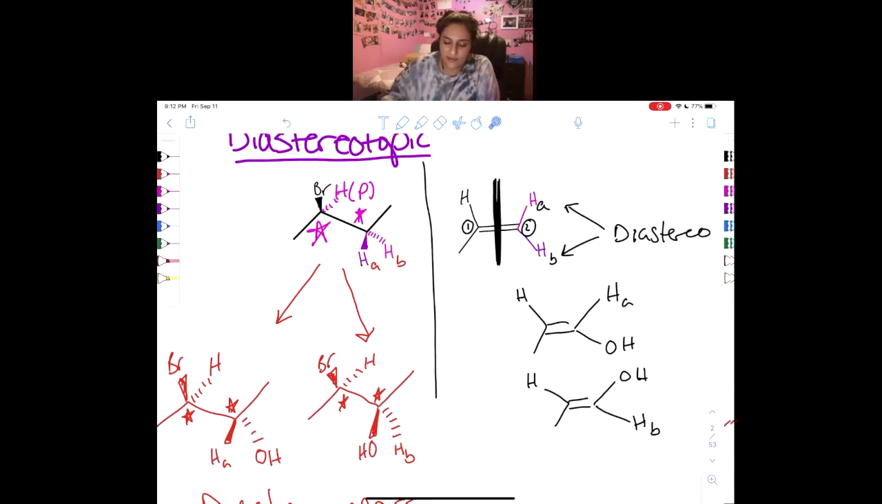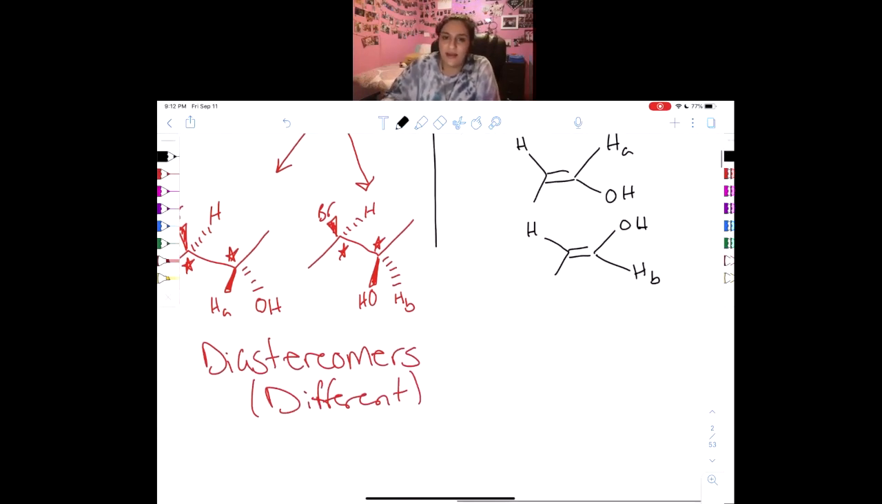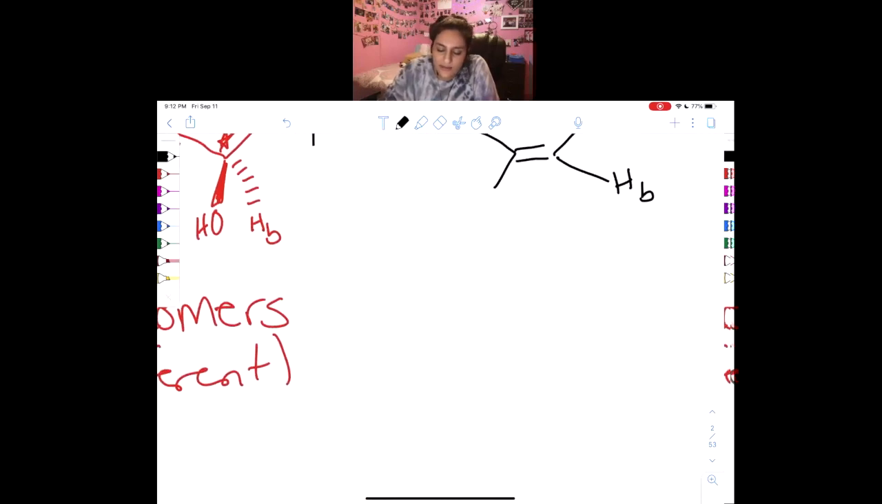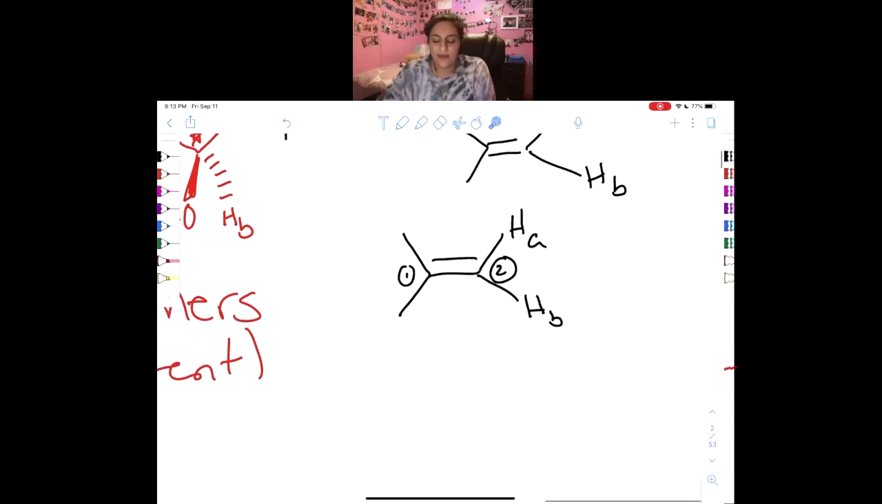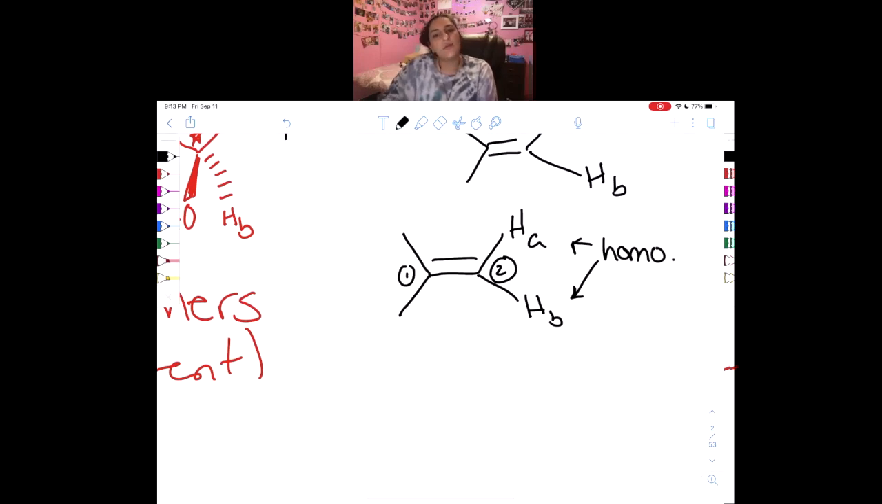I do want you to think, however, about what other possibilities we have for our double bonds. So a double bond could also have two equal sides. And if that is the case, if carbon 1 has two identical groups, aka it has symmetry, then HA and HB on carbon 2 are no longer diastereotopic. They're actually going to be homotopic. And the reason they're homotopic is because now there's going to be no difference. There's symmetry. This will be exactly the same.